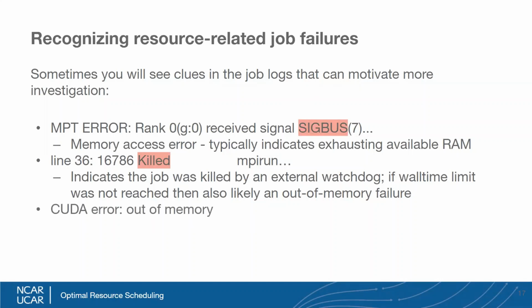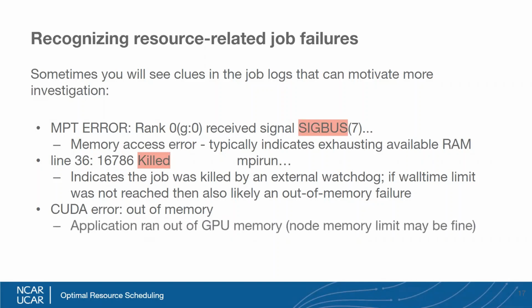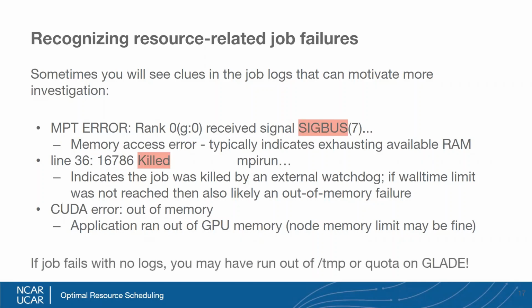Again, another memory error that you'd see on the GPU side: if you see this CUDA error out of memory, that means that you've run out of GPU memory. You may have plenty of memory on the node, but you have exhausted, say on the V100s, the 32 gigabytes of video RAM. So those are the most common cases for job failure: GPU out-of-memory conditions.